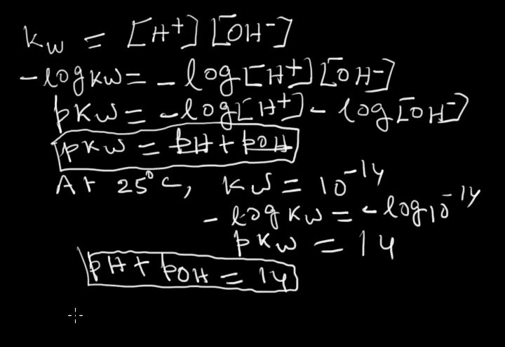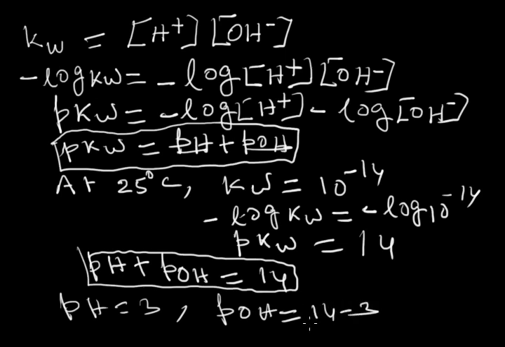If pH of a solution is 3, then its pOH becomes 14 minus 3, that is 11. Similarly, if pOH is 3, pH is equal to 11.